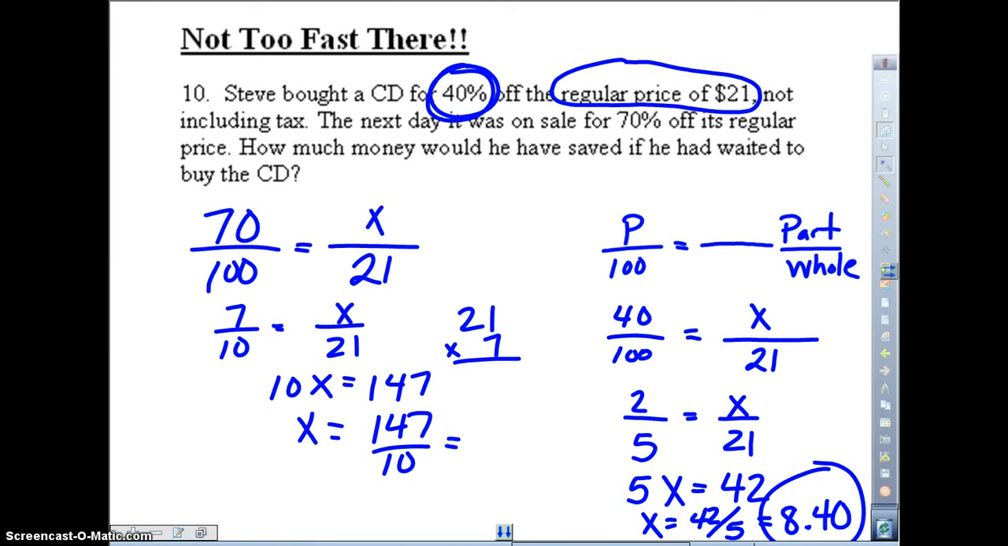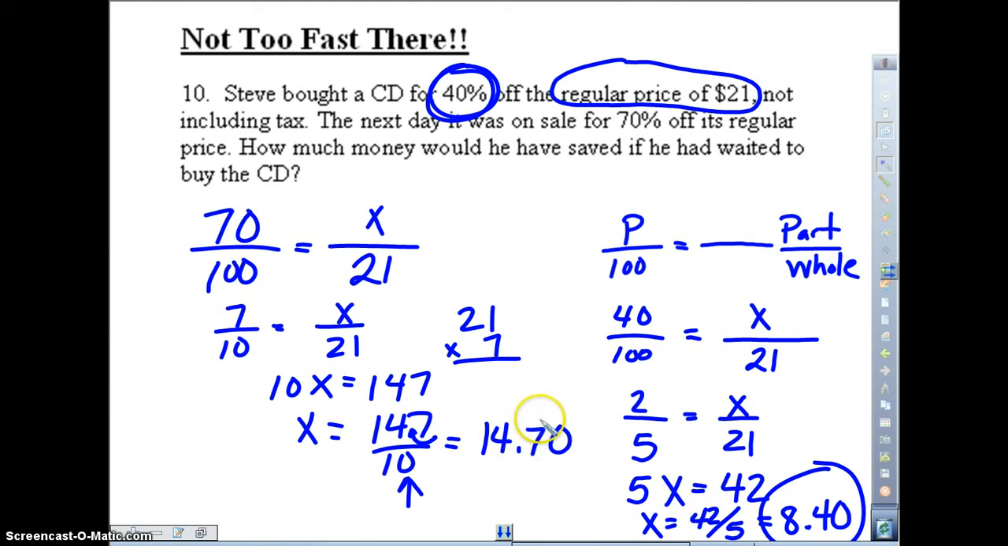Dividing by 10, Stephanie, does that make my number bigger or smaller if I divide it by 10? Smaller. So that means I get to move the decimal point one place. Which direction? There's only one 0 here. To the left makes it smaller. $14.70 was the sale price the next day.